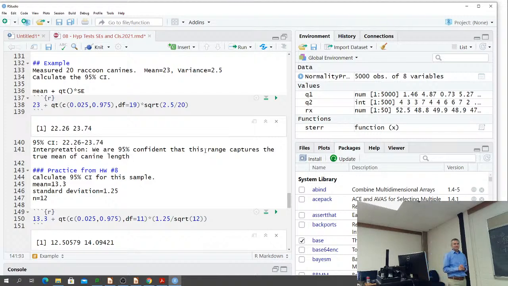Oh yeah, I can't be involved with it. It has to be captured. Yeah, we have to capture it. It's not that the true mean falls in this range 95% of the time, because the true mean is a fixed value. It's not going to move.